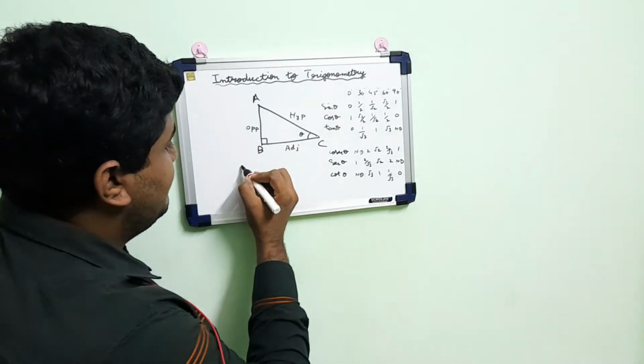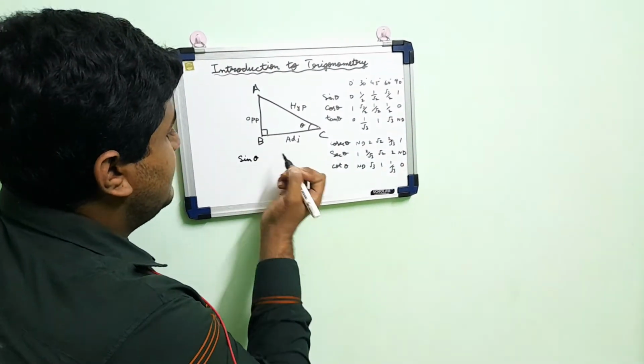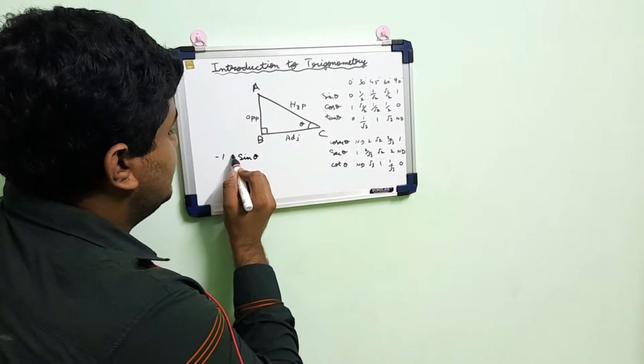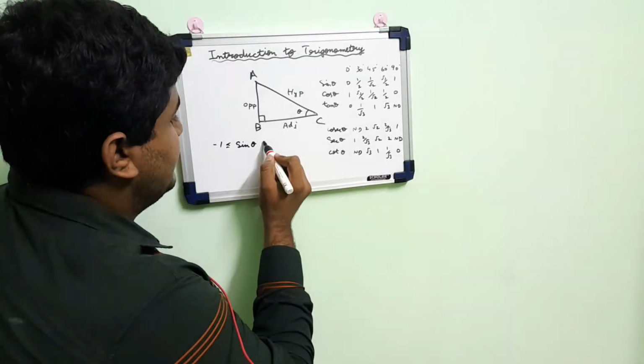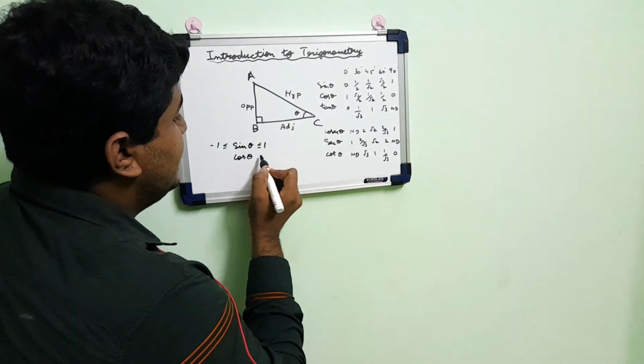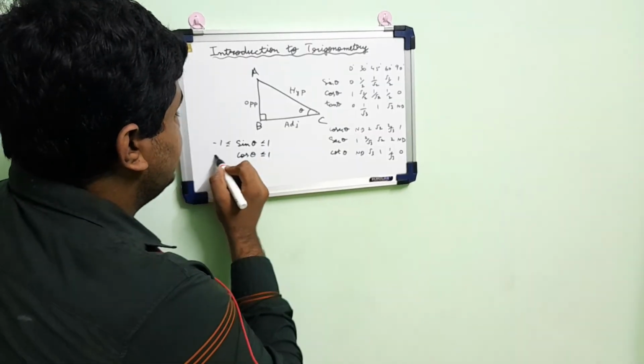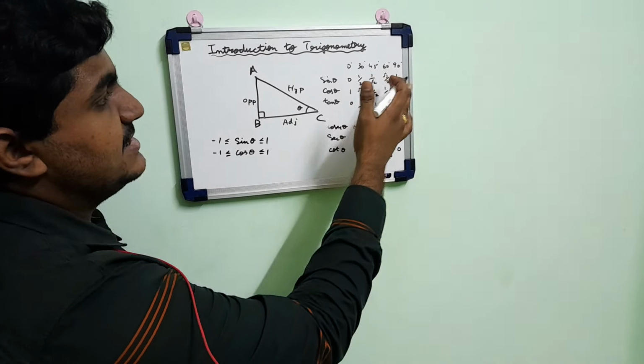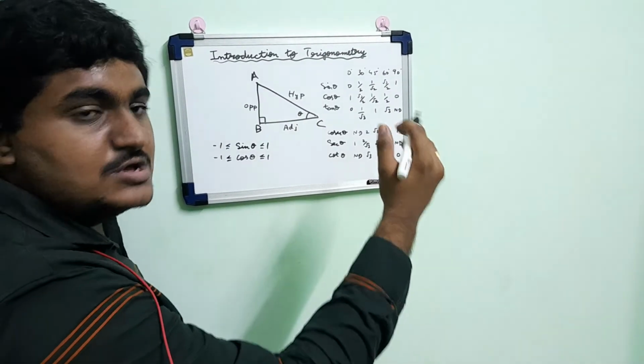So now an important thing: the sin theta value always varies from -1 to +1. It cannot exceed +1 or go below -1. The same is the case for cos theta. The cos theta and sin theta values always lie between -1 and +1.